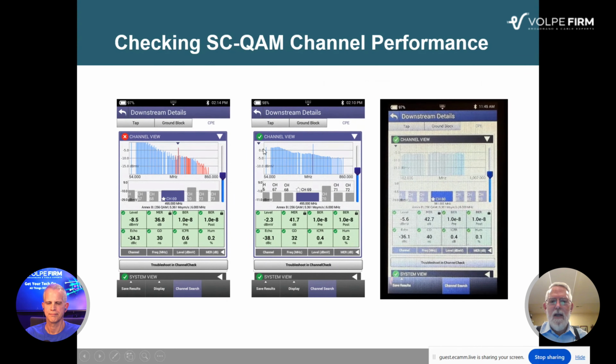Here's an example in the center of just kind of normal negative tilt that you might see at the end of line or at the end of a long subscriber drop. Signal level's good, minus 2 dBmV, RxMER almost 42, no pre or post effect bit errors.